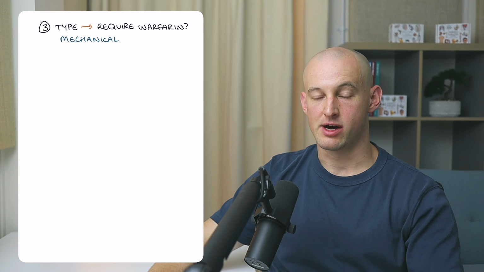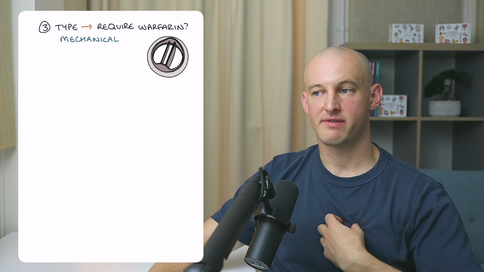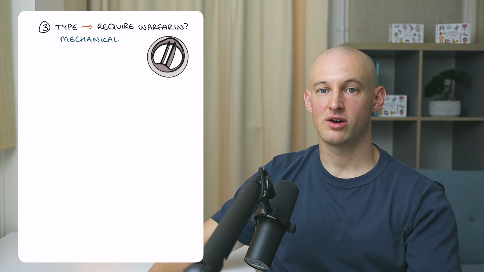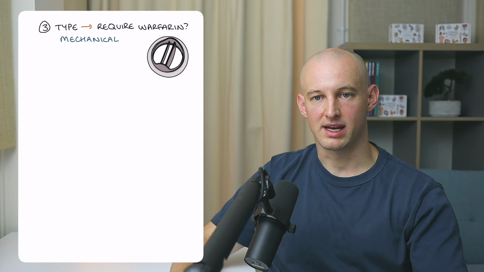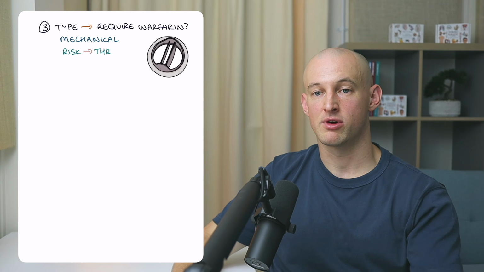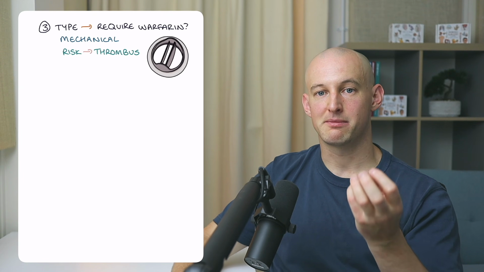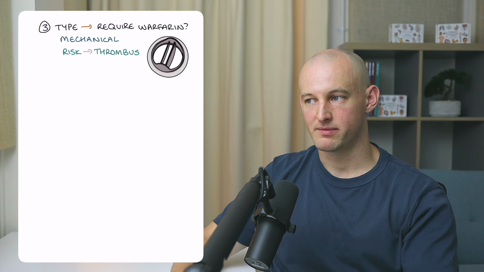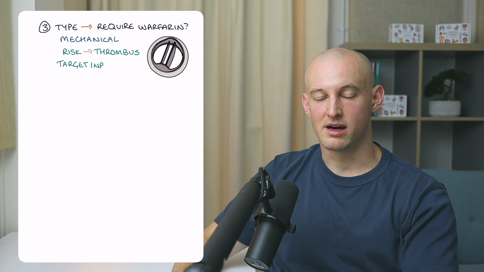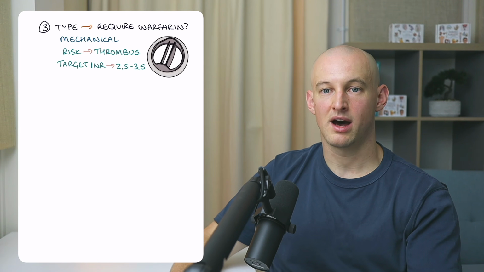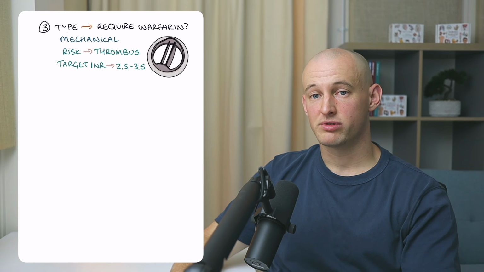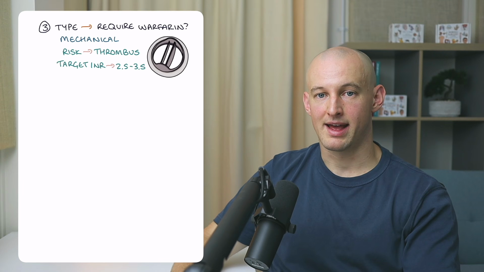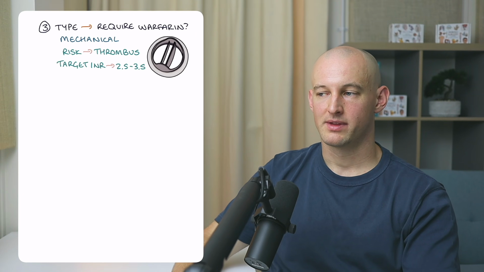Mechanical or metallic valves. So if a patient has a mechanical valve, they need lifelong anticoagulation to thin their blood with warfarin. And this is due to the risk of thrombus formation, so forming blood clots around that metal valve. The target INR for the warfarin is 2.5 to 3.5, which is higher than atrial fibrillation, which is 2 to 3. Bioprosthetic valves don't require anticoagulation with warfarin.